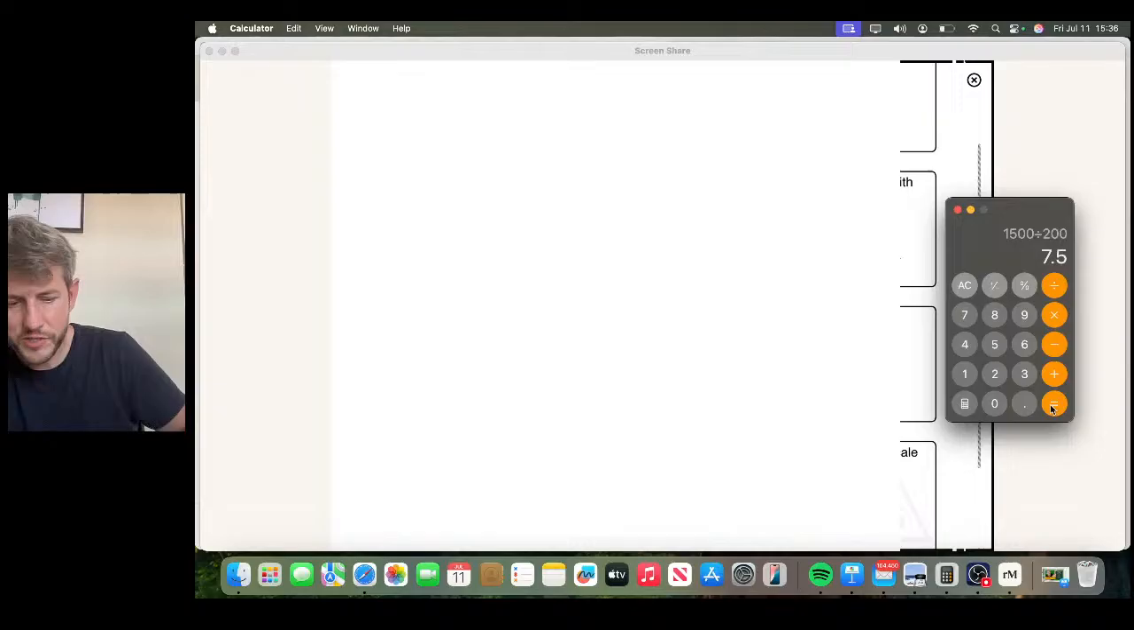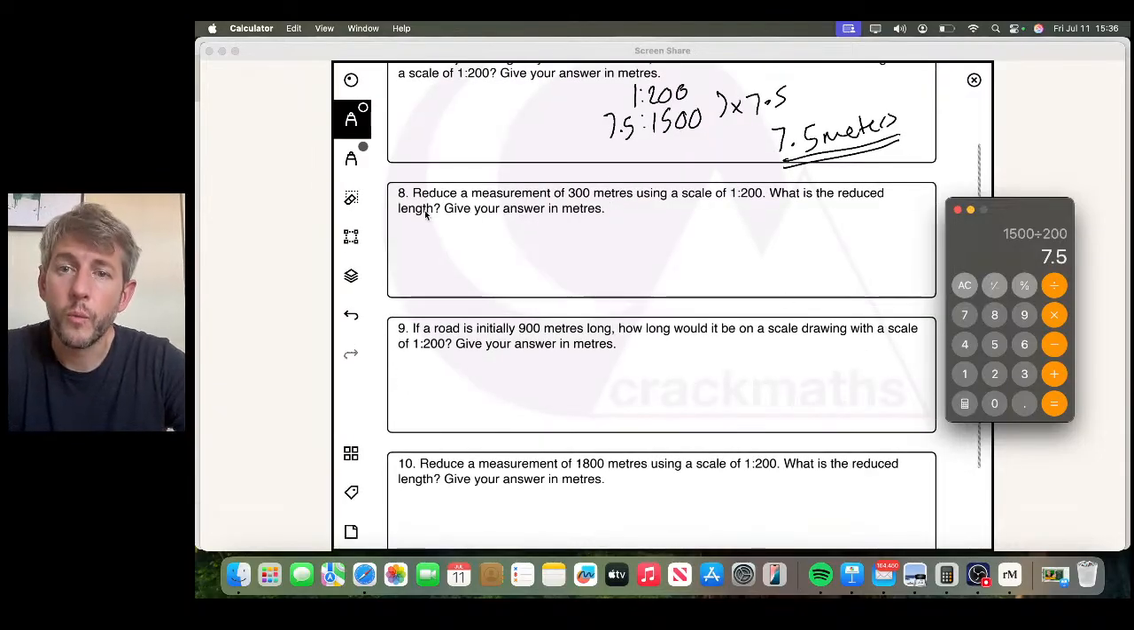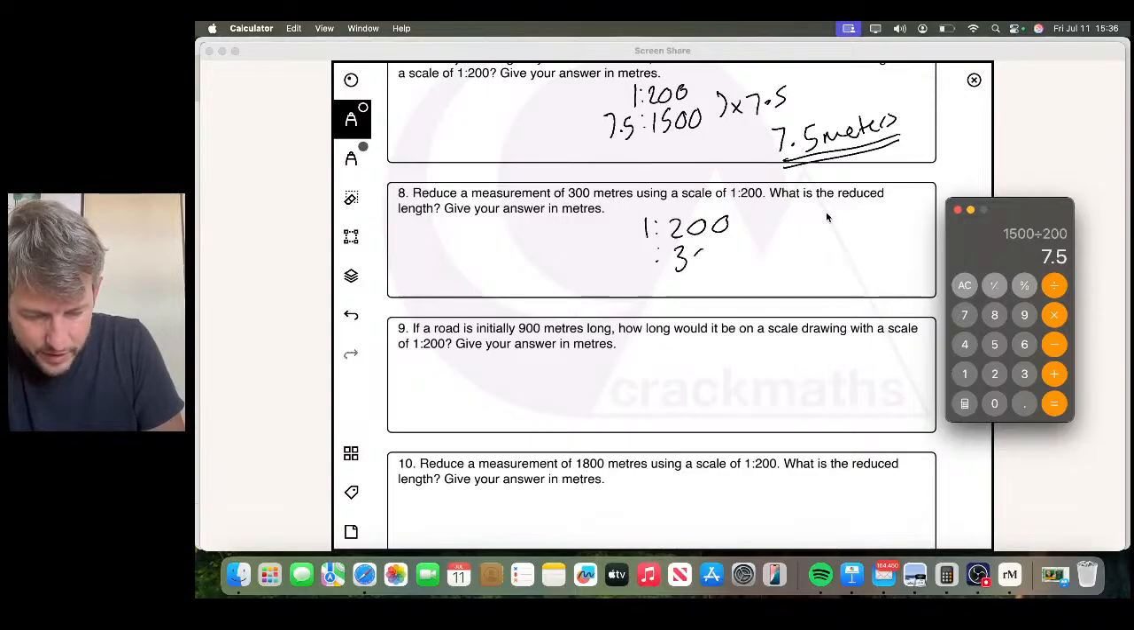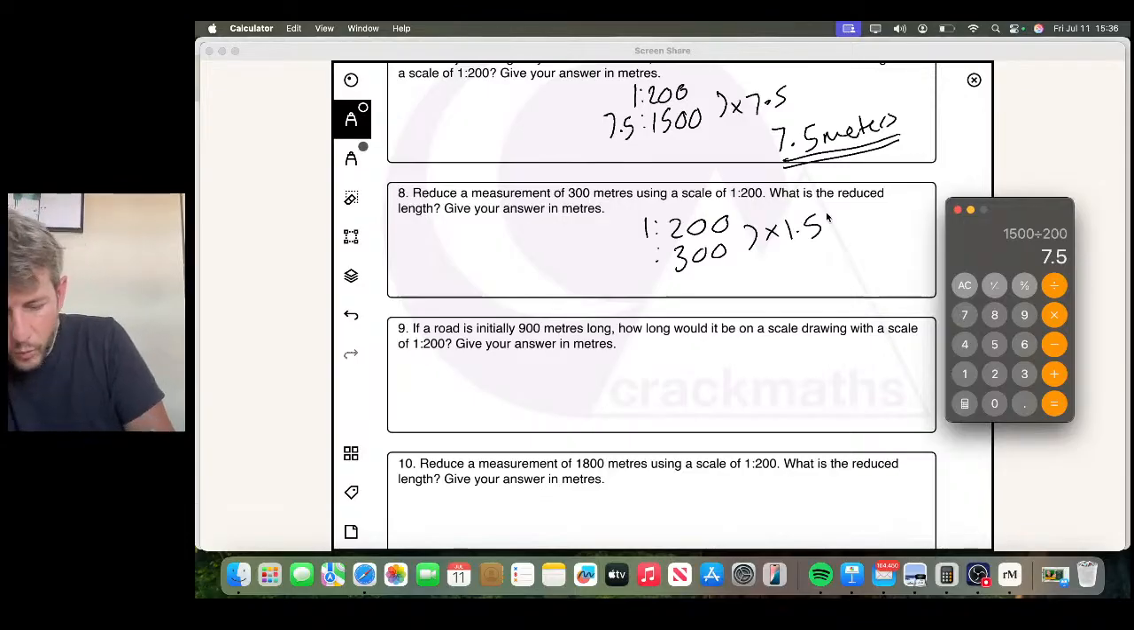Okay. Question 8. We've got reduce a measurement of 300 meters using a scale of 1 to 200. What is the reduced length? Give your answer in meters. Okay, so we have got 1 to 200 again, and we need to get up to 300. Well, I know that this is times 1.5, so this would be 1.5 meters.